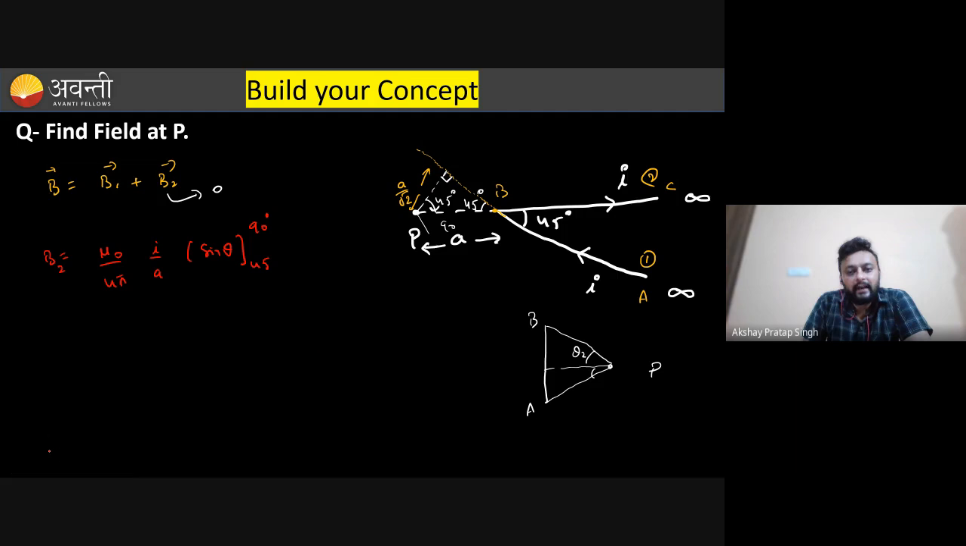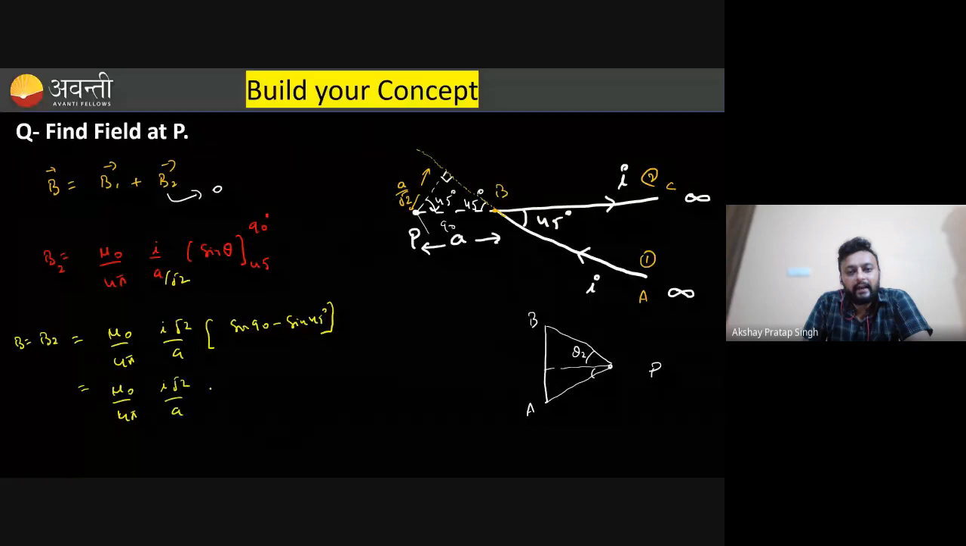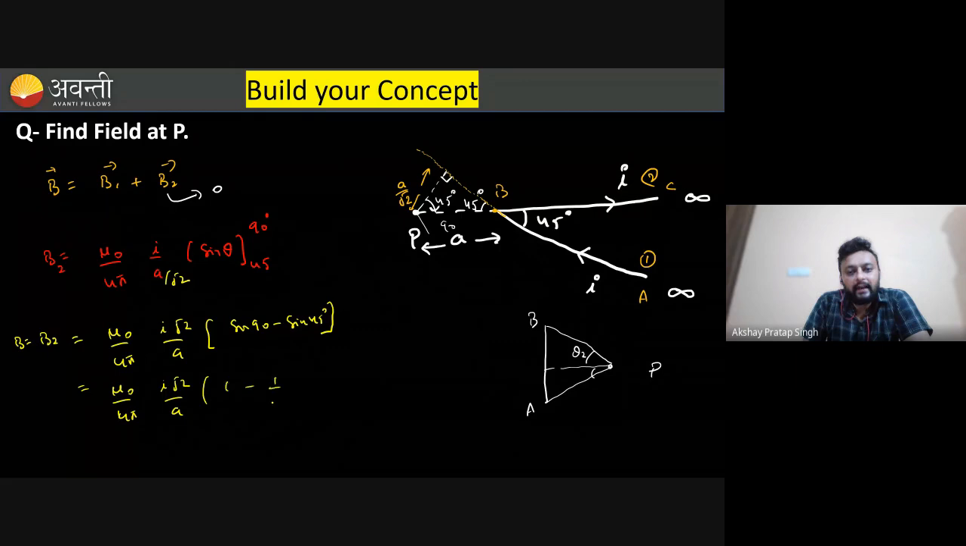Now, if the angles are such, you can put the limits and solve it. So B2 is equal to mu naught over 4 pi I, and what is A? A is A by root 2. So you can transfer it, and it becomes mu naught over 4 pi I root 2 by A, times sine 90, which is 1, minus sine 45, which is 1 by root 2.